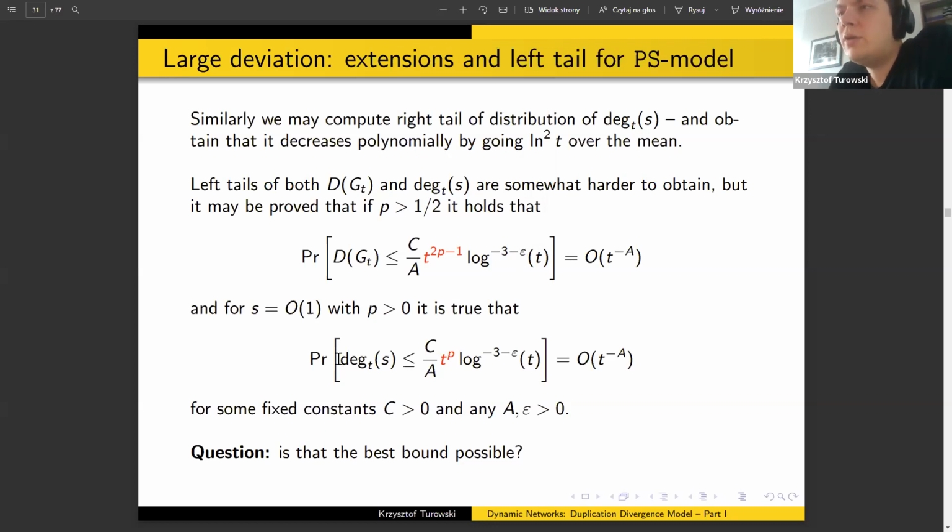And we can do exactly the same reasoning with the degree of vertex s. So both the average degree and the degree of a fixed vertex are concentrated around a certain value, in this sense that whenever we go a logarithm squared or logarithm cubed plus something down, we go outside the region of high probability. Of course, the question is whether it is the best bound possible, or whether it can be proved that it converges to one true value. This is still open.